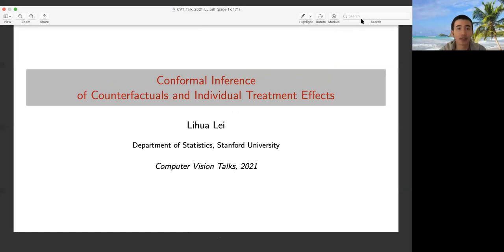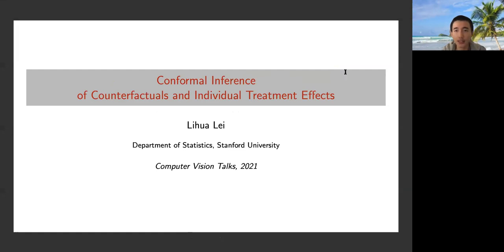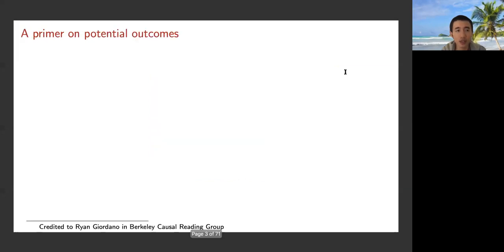Thanks for having me, and I'm very happy to share my recent work on conformal inference of counterfactuals and individual treatment effects. This is a joint work with my postdoc advisor, Emmanuel Candes. Before moving on, because this is a talk on causality, we know that there are multiple frameworks to do causal inference. Here in this talk, I will focus on the potential outcome framework, although our method can also be applied to many other frameworks.